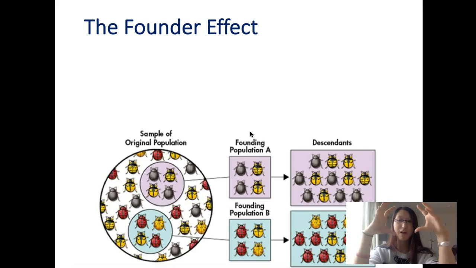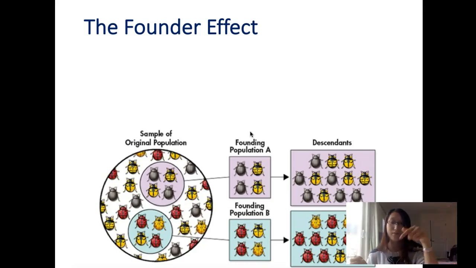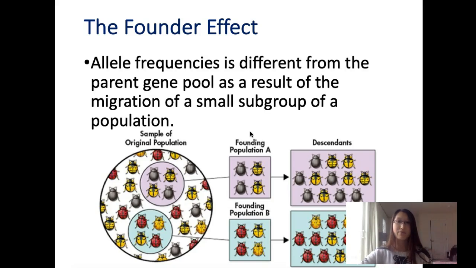So we have this original population. Some of the individuals, very few individuals, wandered over to another place and kind of started their own new population. So the result is this new population founded by a few individuals from the original population, they will have a different allele frequency compared to the original population. So that is called the founder effect.